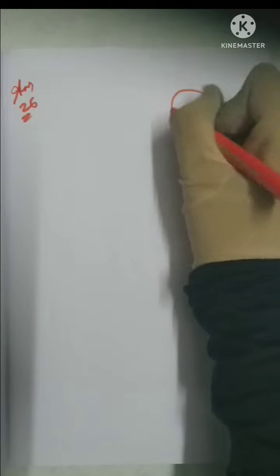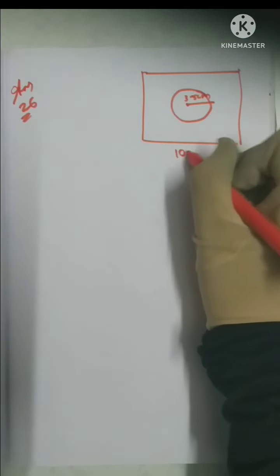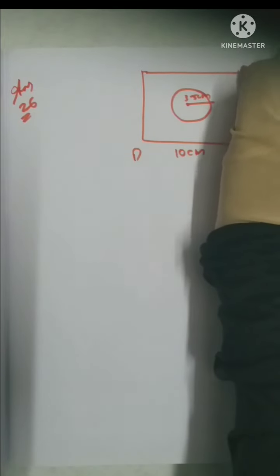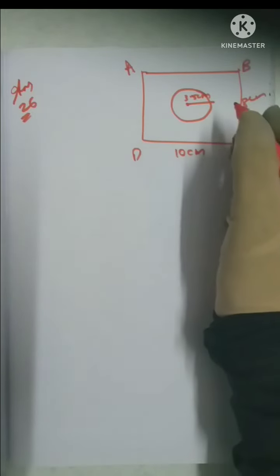This is the figure we have in the question. This is 3.5 centimeter radius. A rectangle is given to us. And what is the length of the rectangle? 10 centimeter. Breadth of the rectangle is 8 centimeter. This is D, C, B. See, if diagrams are given in the question, or if it is a question of mensuration, I suggest to draw diagrams in the exam. Okay, in maths exam.